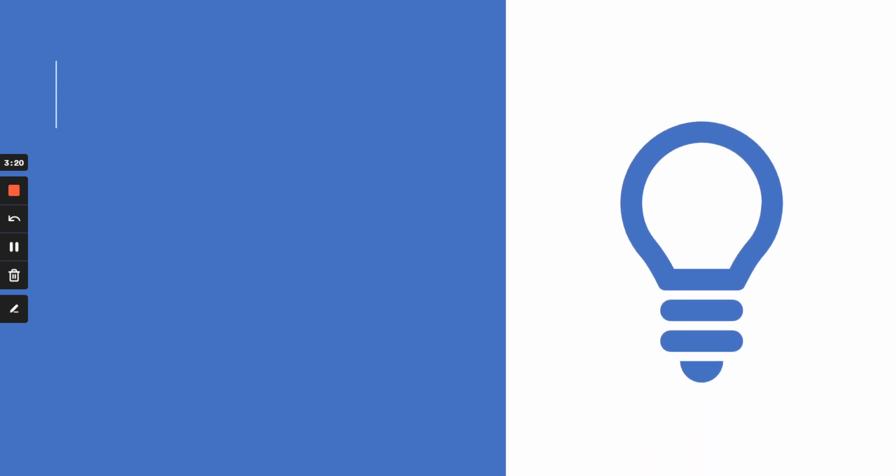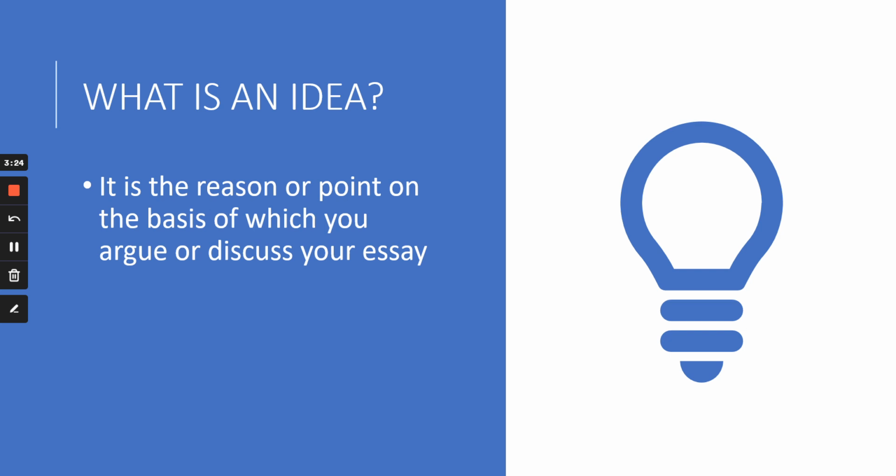First of all, you should know what an idea is. When I say idea in writing task 2, you have seen me saying this word idea. But what do you mean by idea? Okay, so what is an idea? An idea is the reason or point. Okay, so an idea is your reason or your point on the basis of which you're going to argue your essay or discuss your essay.